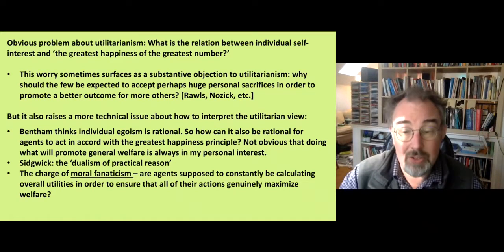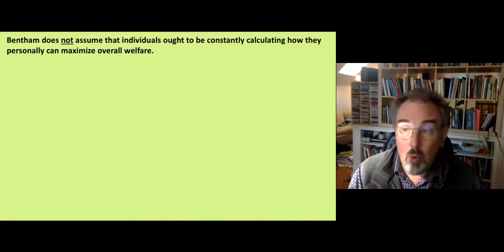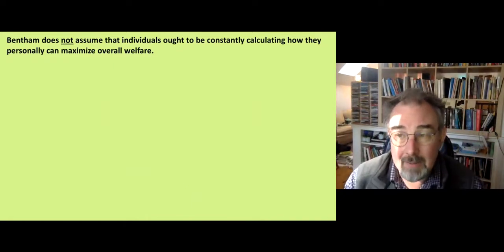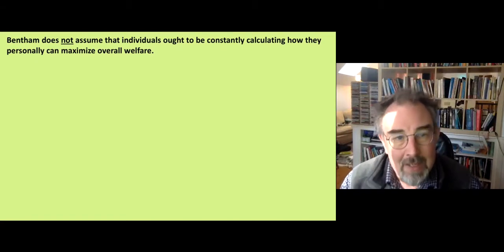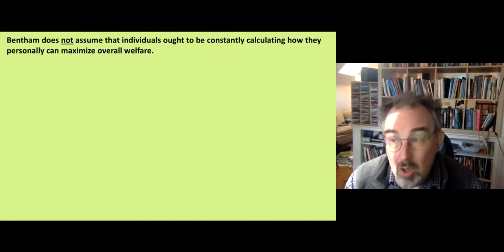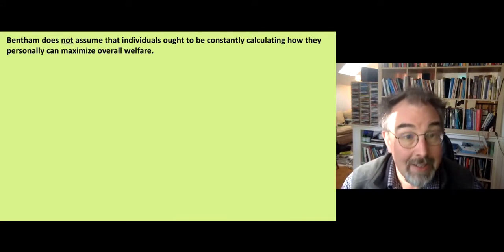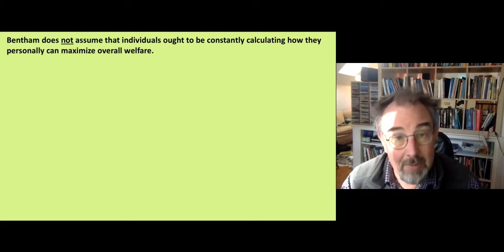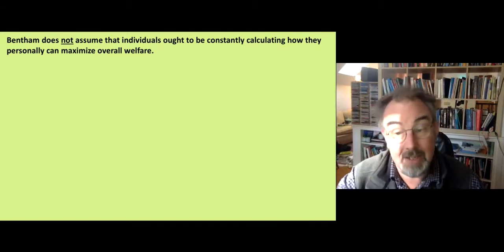So that's another way in which this problem surfaces. I think it's important to see, if we try to help Bentham out in reconstructing his view, that Bentham does not in general assume that individuals ought to be constantly calculating how they personally can maximize overall welfare. And it's worth considering some of his implicit and in some cases explicit reasons for rejecting that view.